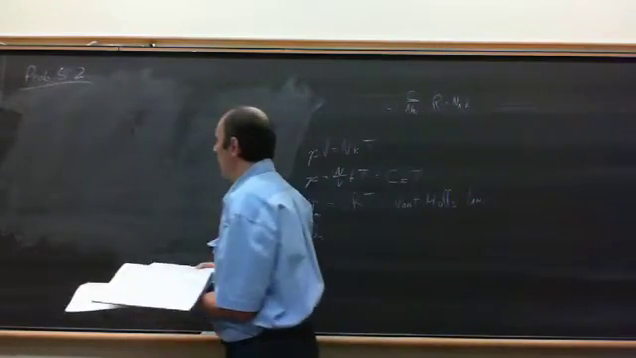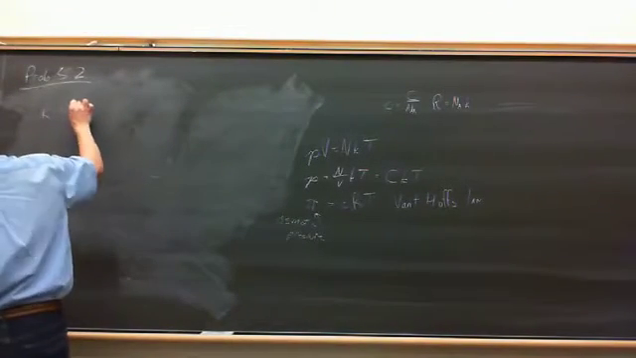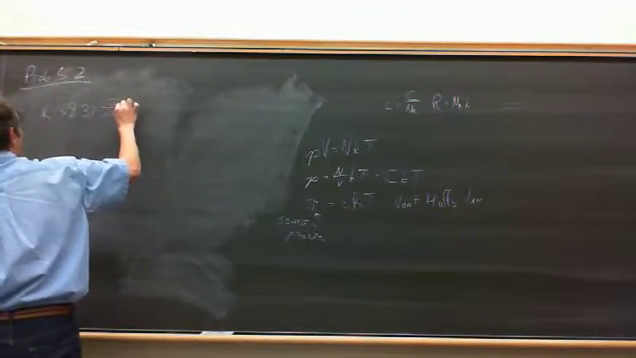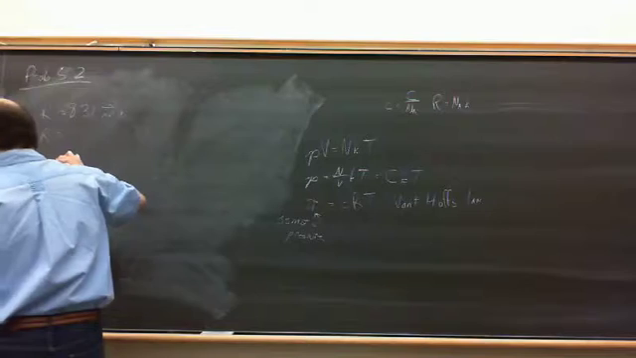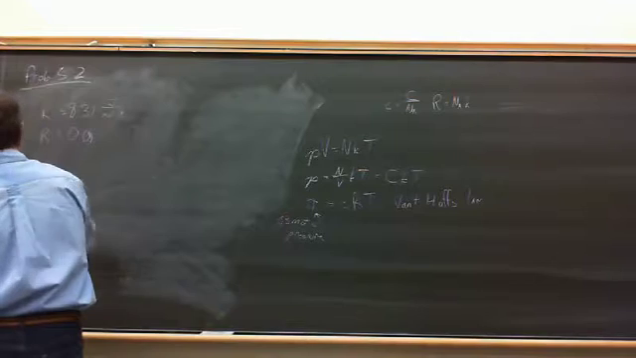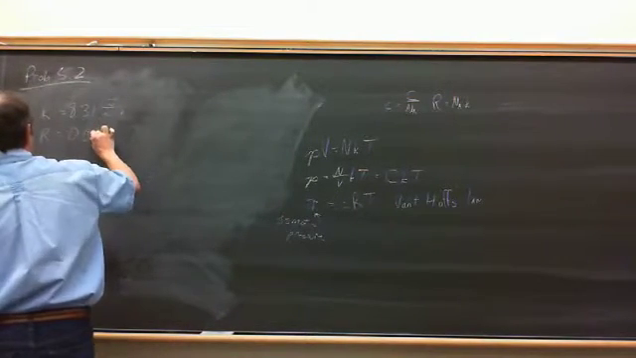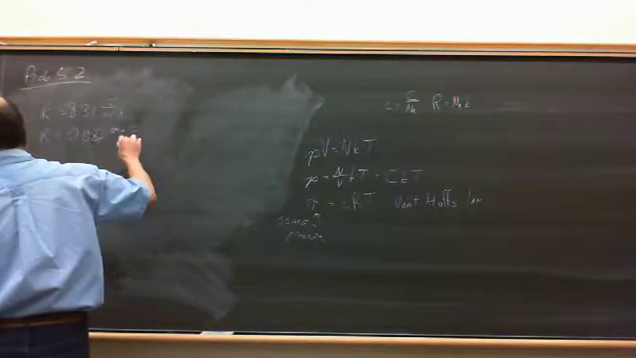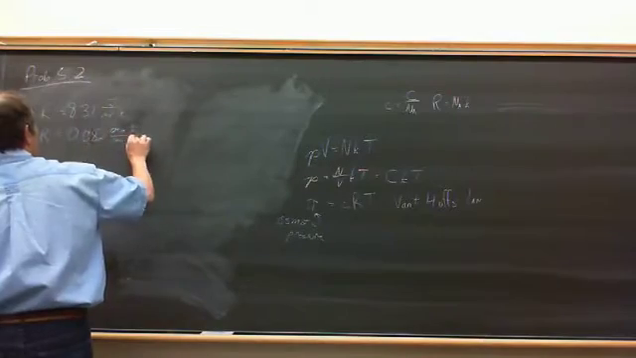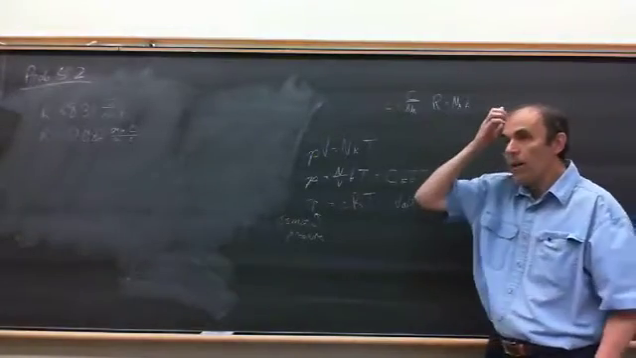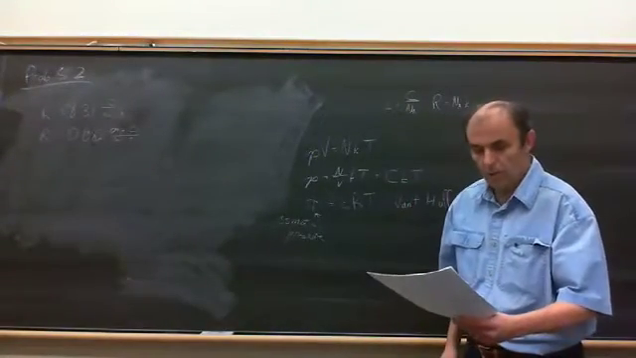So you'll sometimes see the gas law written with R as 8.31 joules per mole Kelvin. And you'll sometimes see the gas law written with R as 0.082 atmosphere liters per mole Kelvin. And we want to show that those are the same thing. Well, all we got to do is do the conversions.